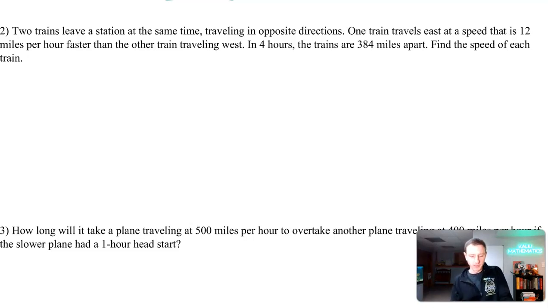What I always like to do with these scenarios is draw something out. So it says we have 2 trains leaving a station in opposite directions.